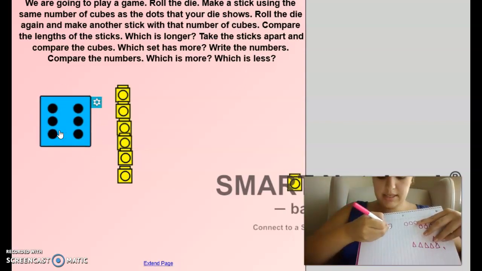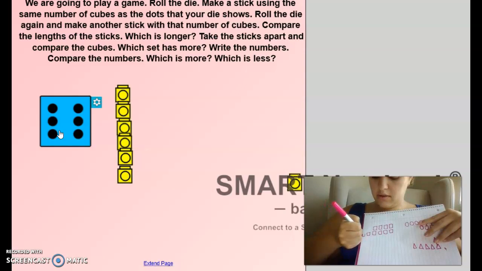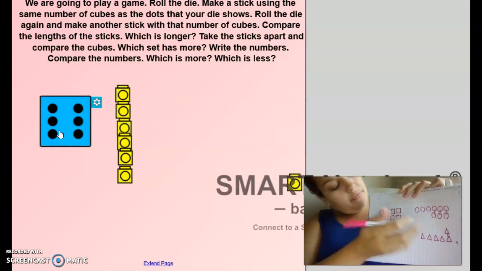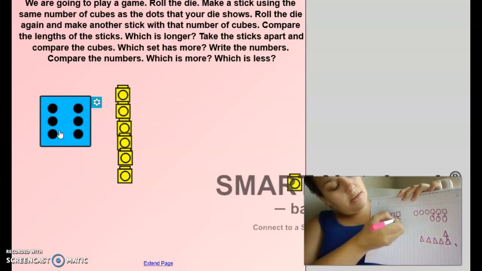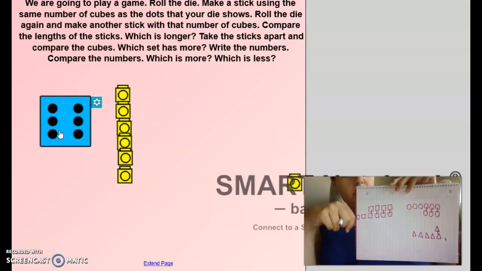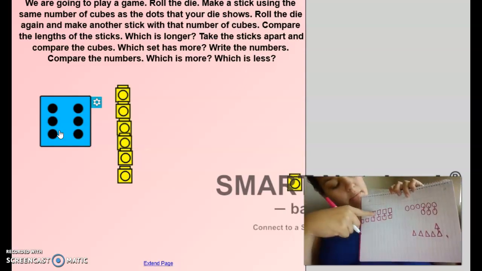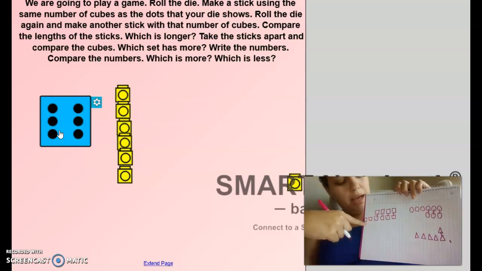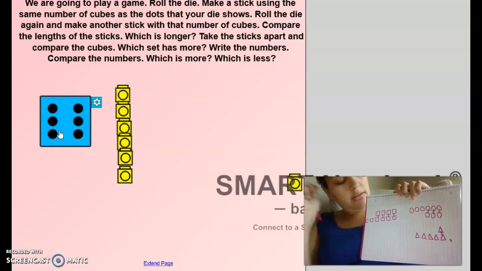And now this time we got 6. 1, 2, 3, 4, 5, 6. Well, look at. Now I'm going to match mine together. 2, 3, 4. Which row has more, my top row or my bottom row? My bottom row has more squares.